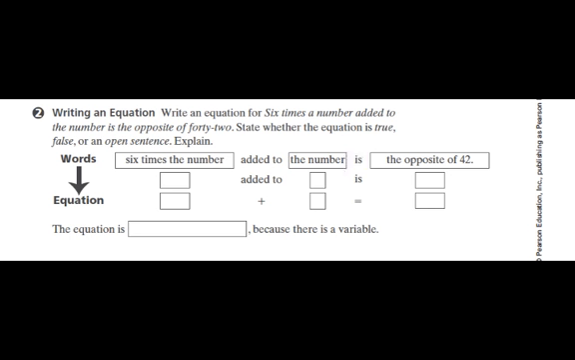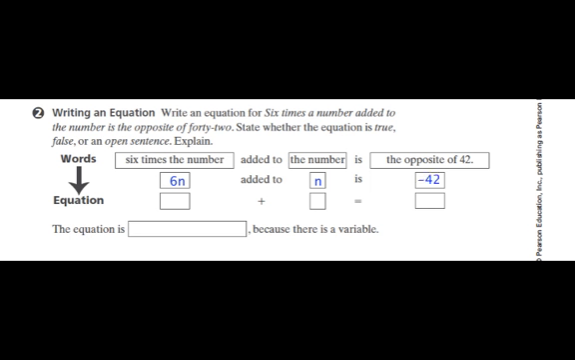How would we write 6 times the number? Well, first we have to determine what our variable is going to be. We're just going to use n for our number. So 6 times the number would be 6n. Added to the number would be n. Is the opposite of 42 would be negative 42.